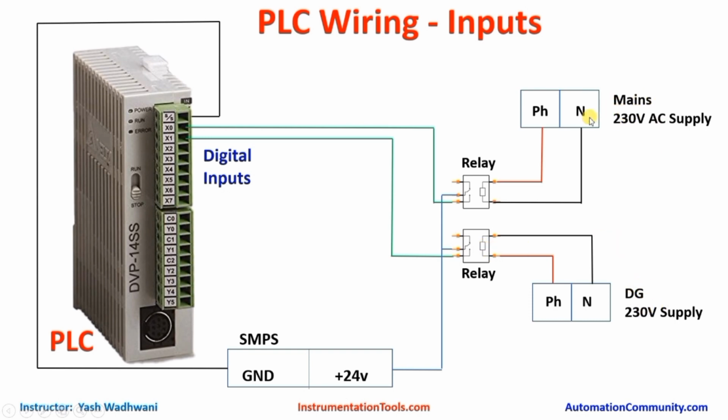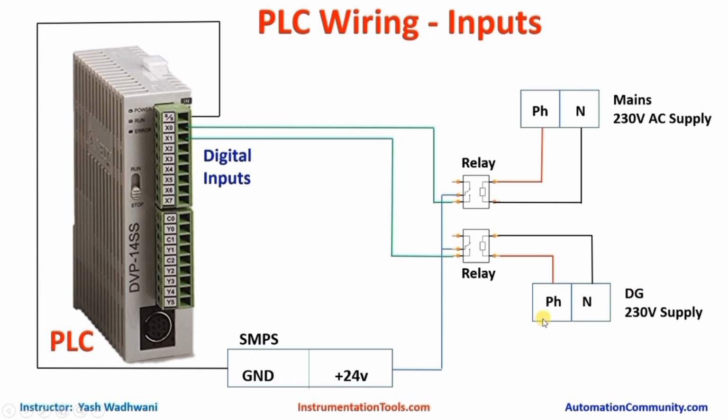So when the mains supply is on, this relay will be on, and from here it will give 24 volt to X0. So it will be regarded as 1. So if X0 is on, it will be treated as mains supply is on. Similarly, if the mains supply is off, then this relay will be off and there will be no power supply to this position. So here it will be regarded as 0. So it will consider that mains power is off.